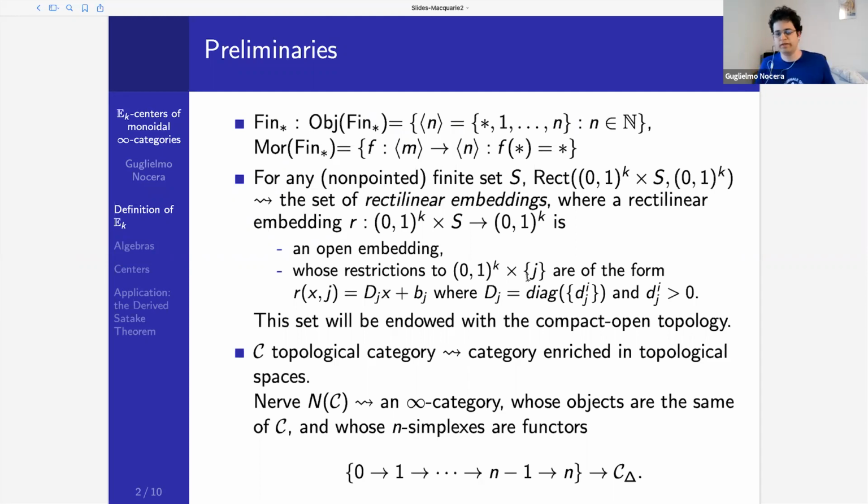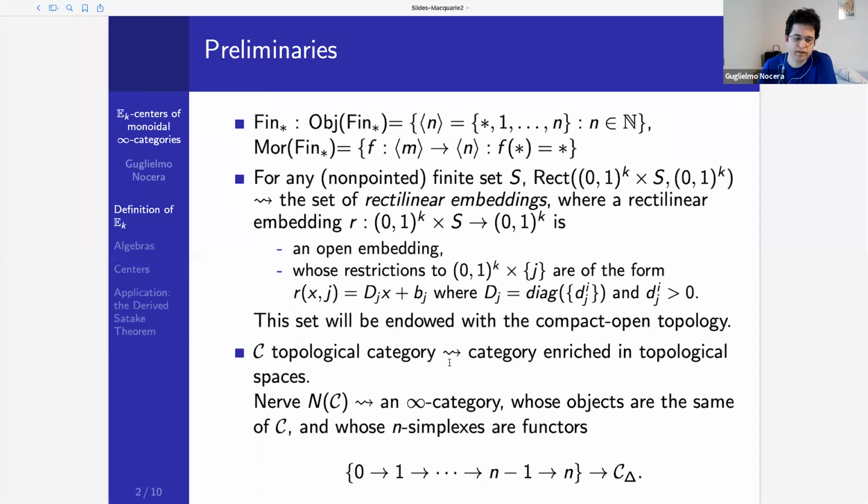And when restricting to each copy, these are affine. So, more precisely, they are of the form a diagonal matrix plus a translation. And the entries of this diagonal matrix are positive. So no rotations, no inversions, everything very, very rigid. And the topology we're using is the standard topology on function spaces, the one induced by the Euclidean topology on the cube.